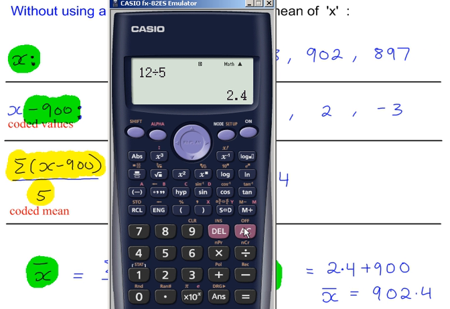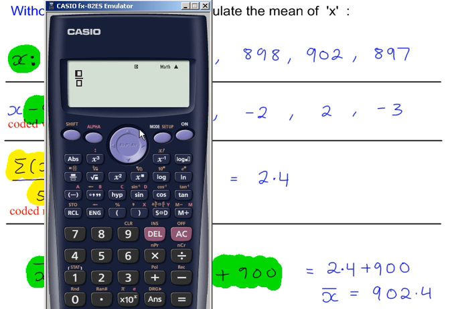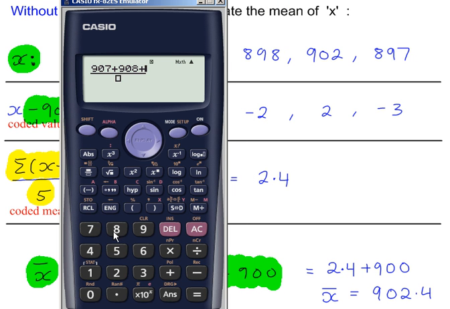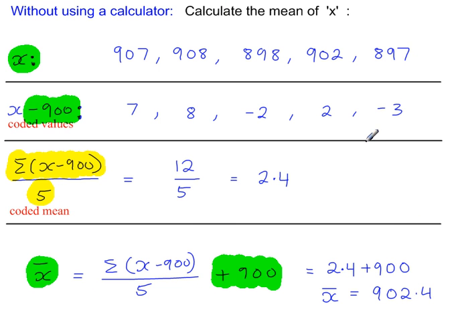And just to prove it, if we add up all of the original data, so 907 plus 908 plus 898 plus 902 plus 897, divide that all by 5, and we get 902.4. The whole reason for coding the data was that the numbers were smaller, so it was easier to work out the mean.